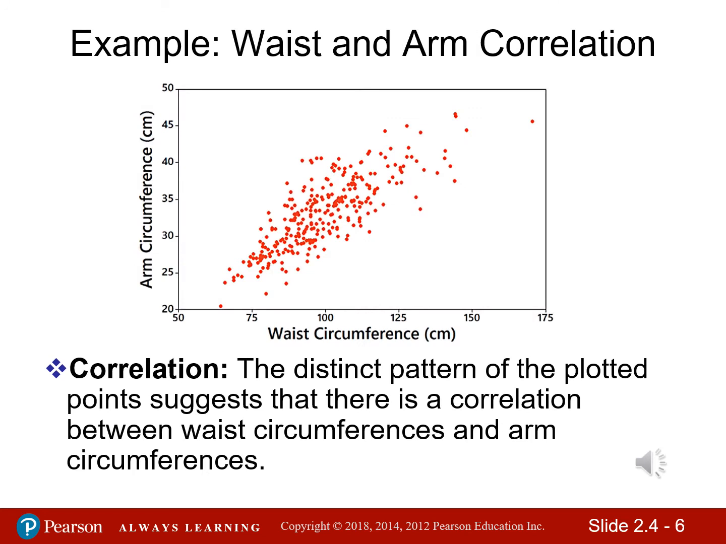In this example, we have a scatter plot of waist and arm circumferences. In this study, each participant had their waist measured and they had their arm measured. Let's let X represent the waist measurement and Y represent the arm measurement. Each red dot in the graph represents the two measurements of one participant. If we study the data in the scatter plot, we see that in general, as waist circumference increases, arm circumference also tends to increase. This suggests that there is a correlation between waist circumference and arm circumference.